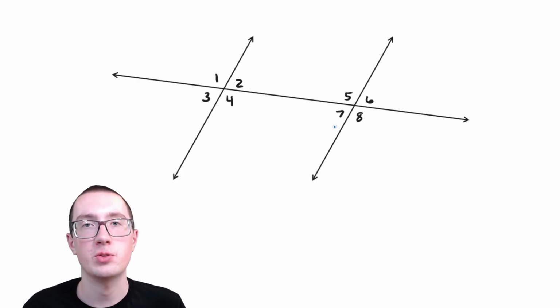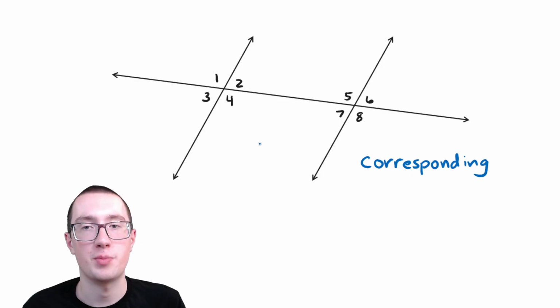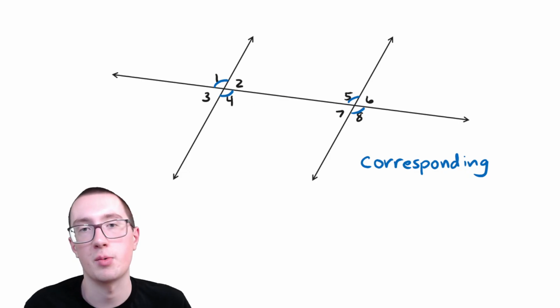So let's go ahead and practice those different kinds of angles. So first, I want you to find a pair of corresponding angles. Well, there are many different kinds of pairs of corresponding angles here. Remember that they're basically just angles that are in the same spot. So if you said 1 and 5, then that would be correct because they're both top left angles. Or if you said 4 and 8, that would also be correct.